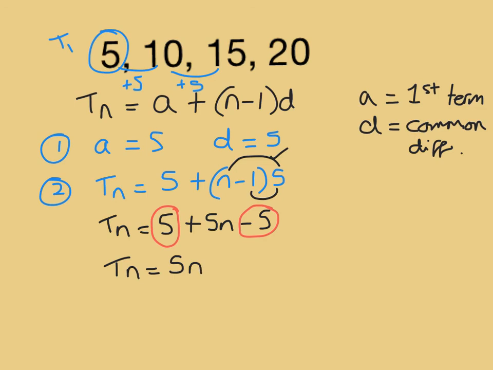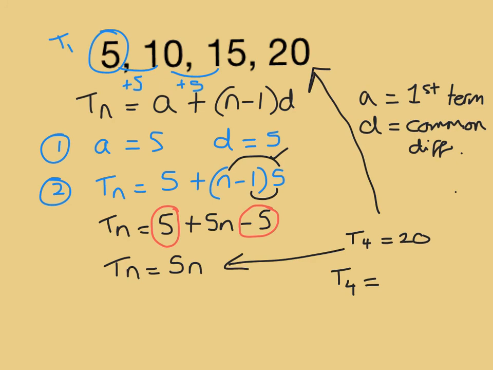Now, if I want to check that, I had said to you could use T4. So I know that T4 is equal to 20. And I can see that from here. So if I pop in T4 and put that into here, I get 5 multiplied by 4, which gives me 20. So I know my expression is correct. Any questions on those?